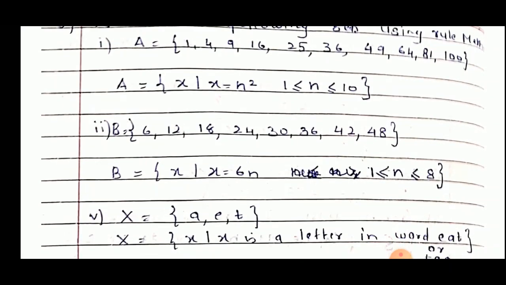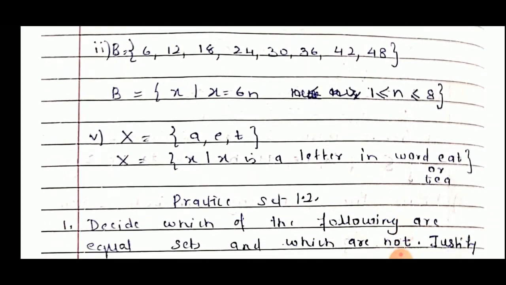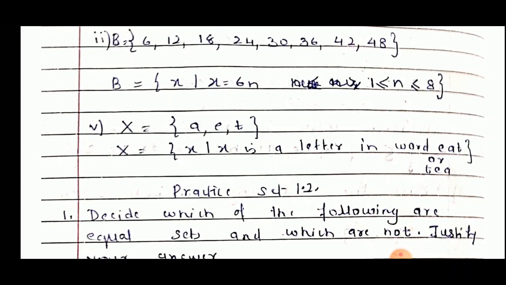Then B has the elements 6, 12, 18, 24, 30, 36, 42, 48. So B is the set of all x such that x is equal to 6n, n is greater than or equal to 1 and less than or equal to 8. Then x is equal to AET. So x is the set of all x such that x is the letter in the word eat, or ate, you can also take.